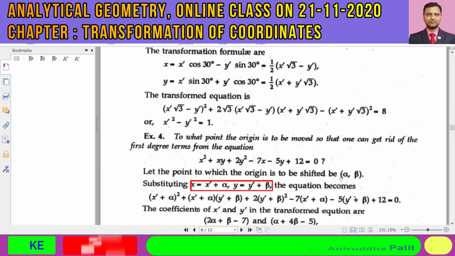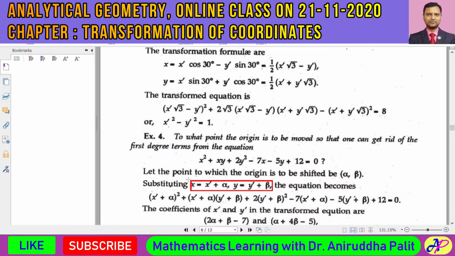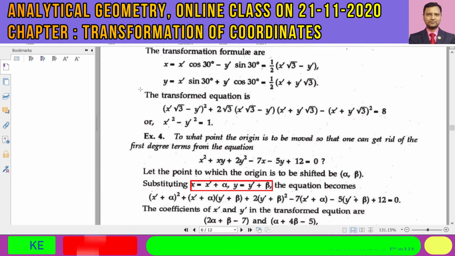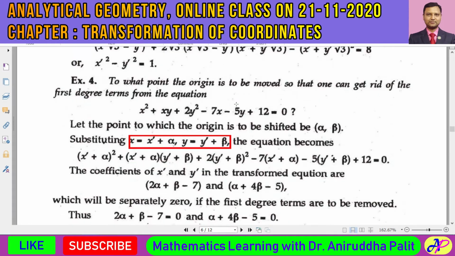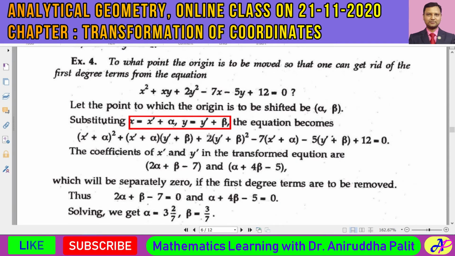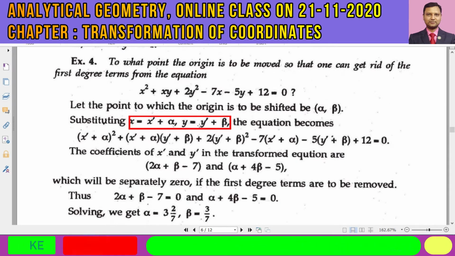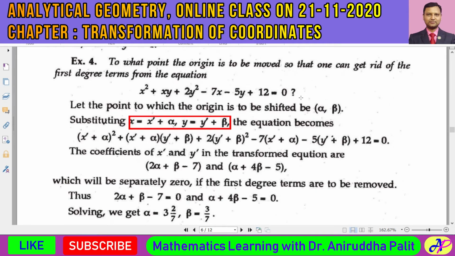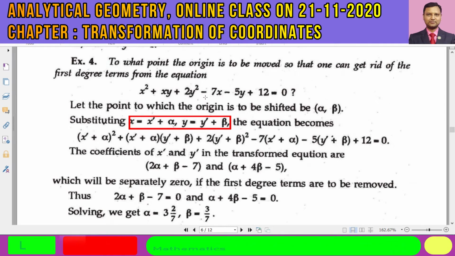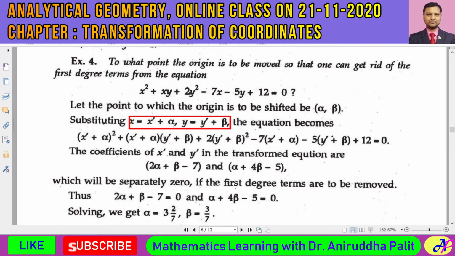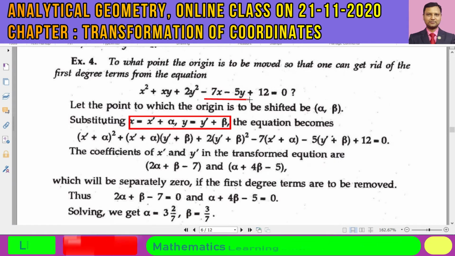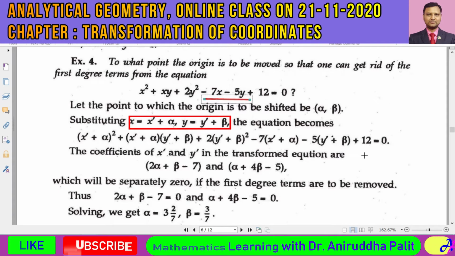Suppose the origin is moved to the point alpha comma beta, then we will have this transformation formula: x is equal to x prime plus alpha, y is equal to y prime plus beta. Now it says we have to move the origin in such a manner that after the transformation, the first degree terms, the term containing x and the term containing y, are removed from the final expression.